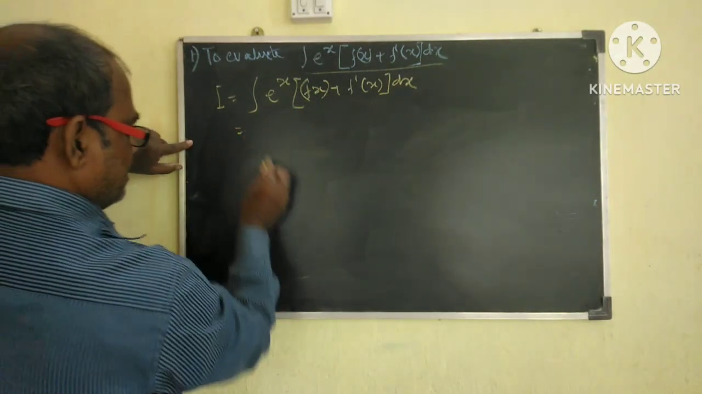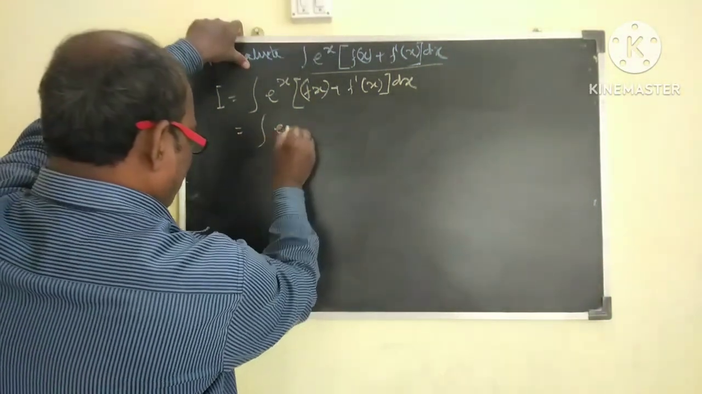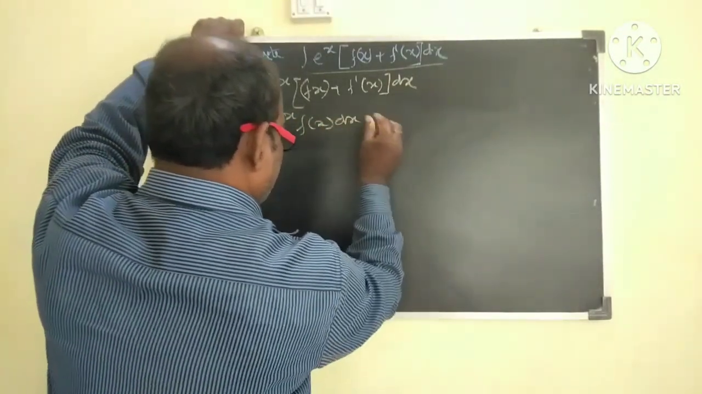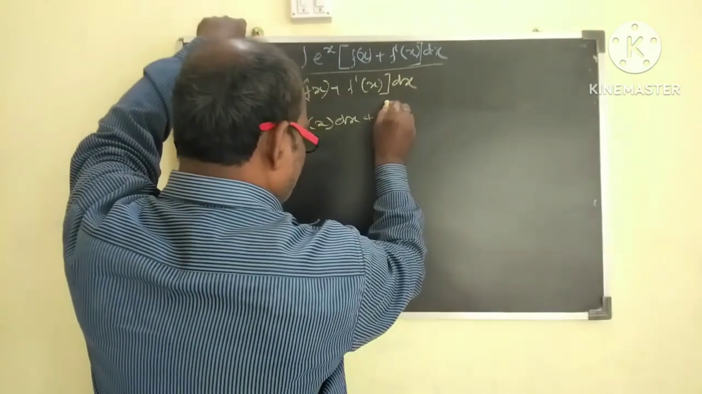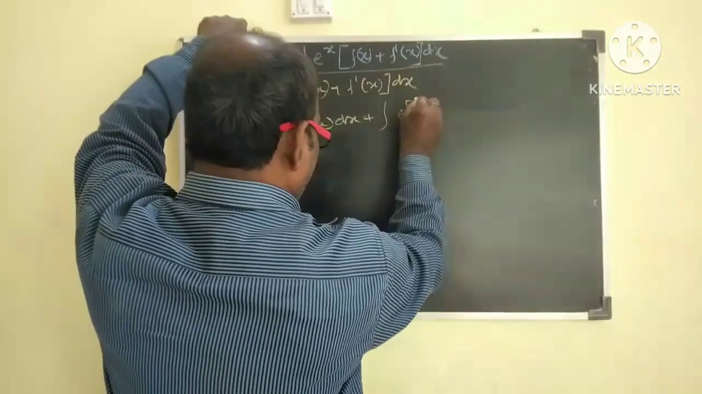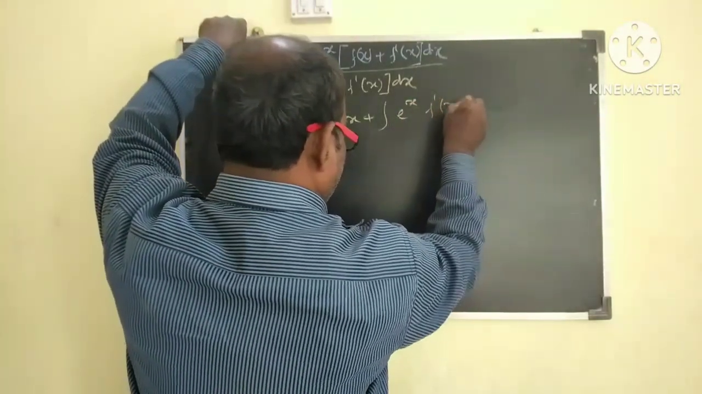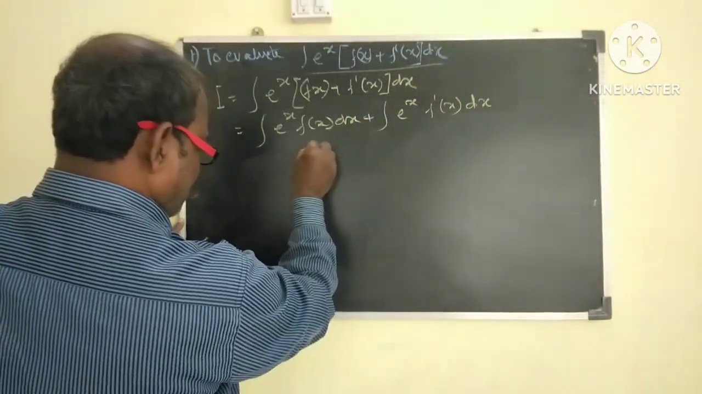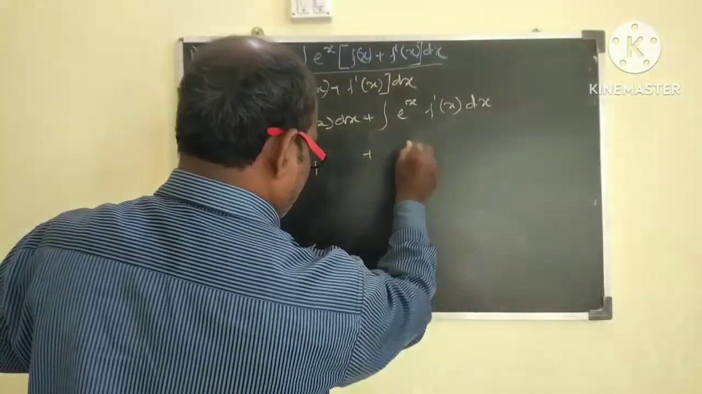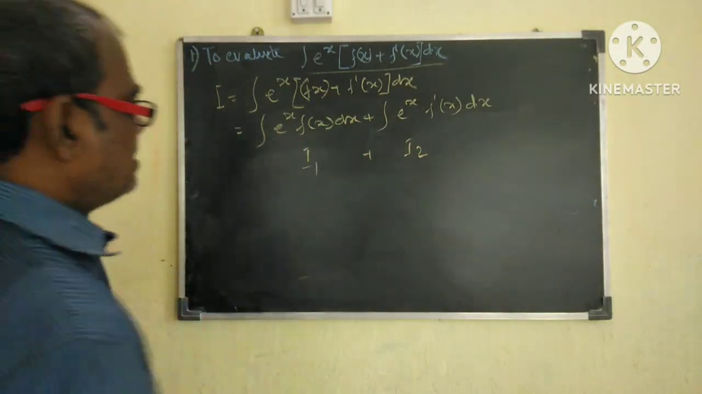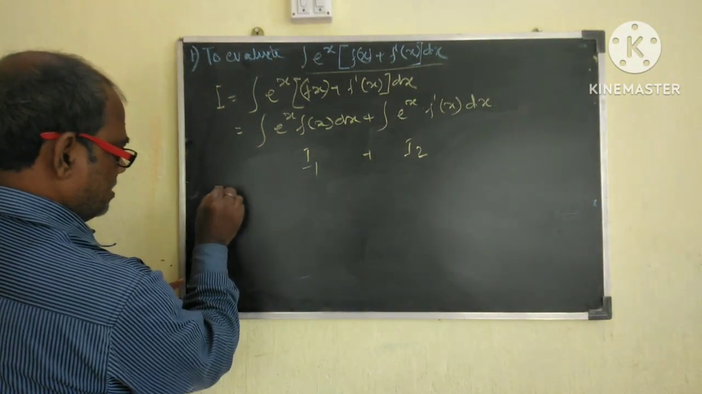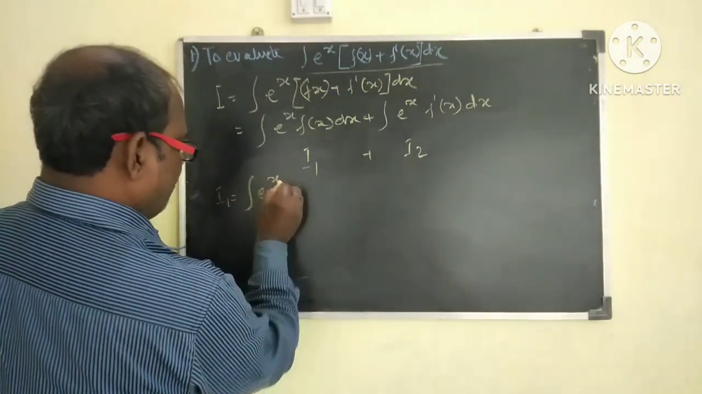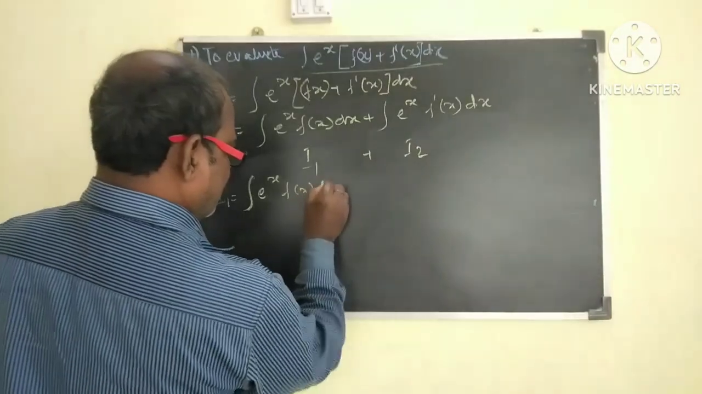Now let us split this integration of e to the power of x [f(x) + f'(x)] dx into integration of e to the power of x f(x) dx plus integration of e to the power of x f dash x dx. Let us assume this is I1 plus I2. Now considering I1, here I1 is equal to integration of e to the power of x f of x dx.